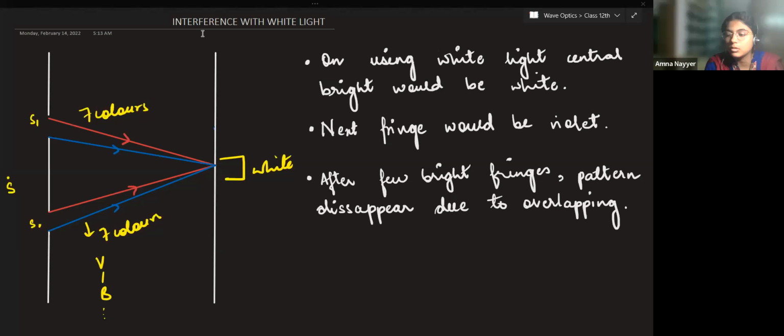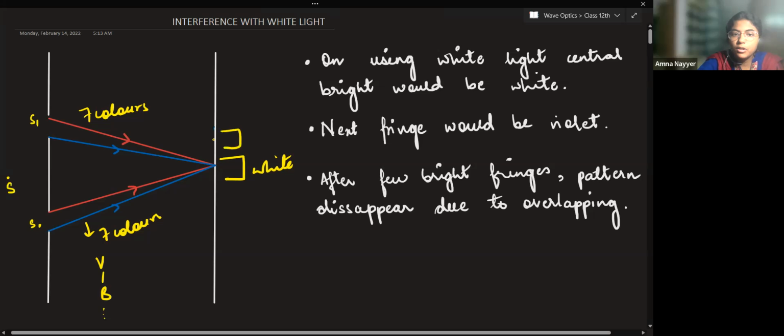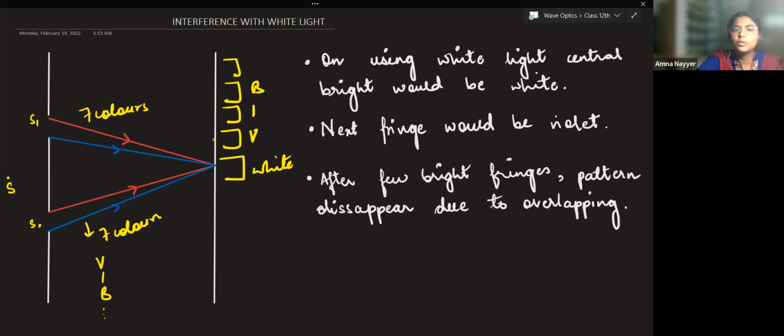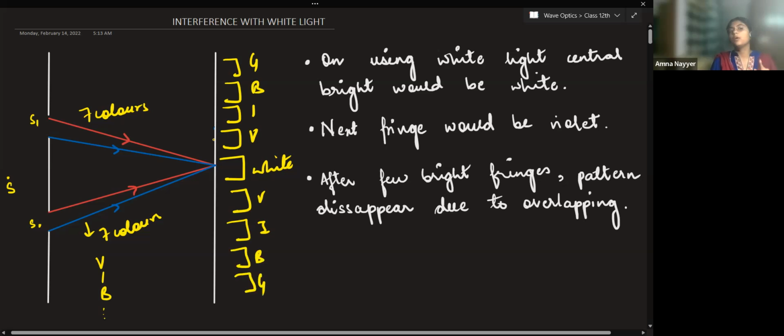So this fringe's color is known. And now what will happen? In the Vibgyor format only, here you will obtain violet, here indigo, here blue, green, yellow, orange, red. And the same thing here also, violet, indigo, because both the parts present above the white fringe and below it are the same. So like this, Vibgyor will continue. This is what happens if you have interference with white light.